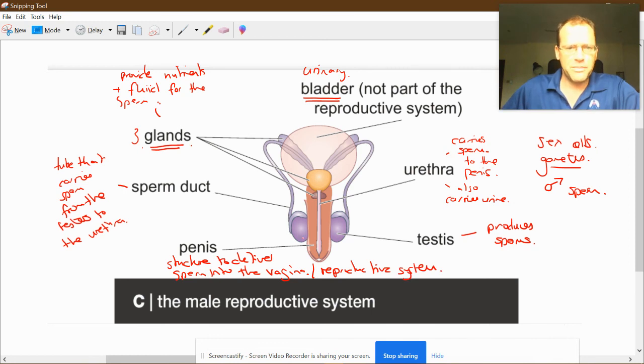Okay, but also will deliver or release urine. Okay, but not at the same time. Okay, so there's the male reproductive system.